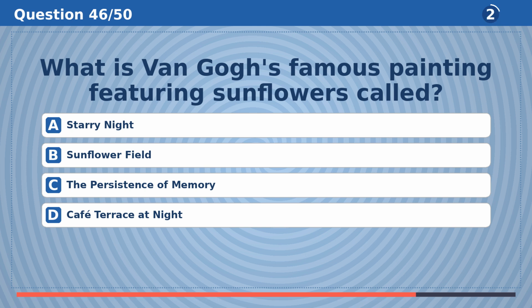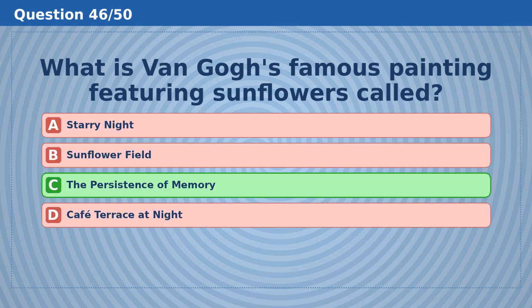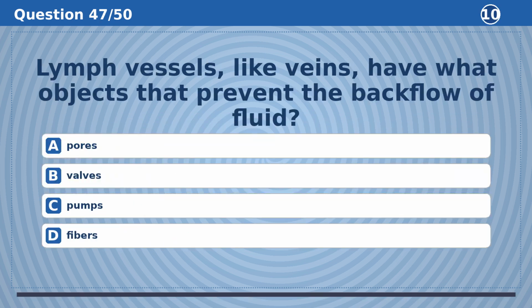What is Van Gogh's famous painting featuring sunflowers called? The answer is C, The Persistence of Memory.